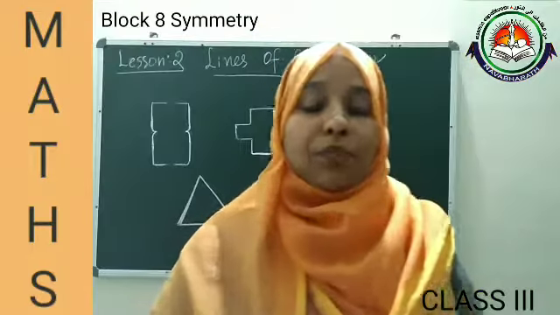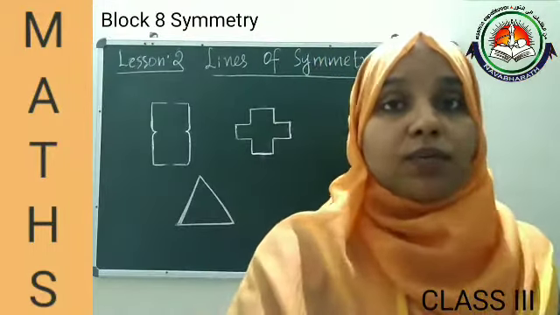Okay, next we can consider lesson 2. It's about lines of symmetry. Imagine that you are a carpenter, and there is a door. Its shape is a rectangle. A rectangular door is there, and we want to cut this door into two identical parts. So there are two ways to cut this door.